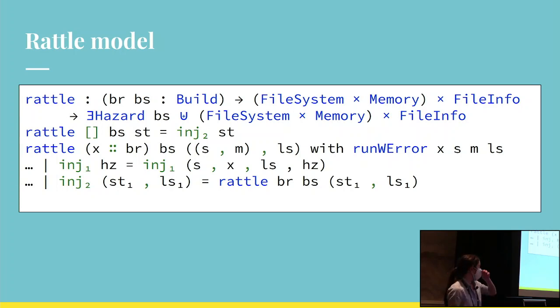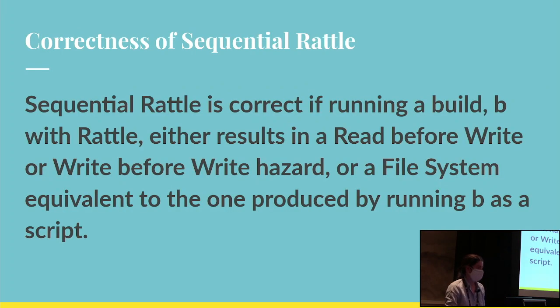And so here in this function, you can see that we split on the result of run with error. If run with error returns a hazard, which is our first case, then Rattle just returns a hazard and quits. Says we found evidence of a hazard, or it just continues and executes the rest of the build. So I previously said that real Rattle, the real thing, tries to rerun your build sequentially if it fails, but in our model, we don't try to do that. We just terminate.